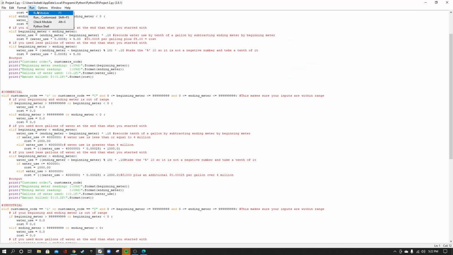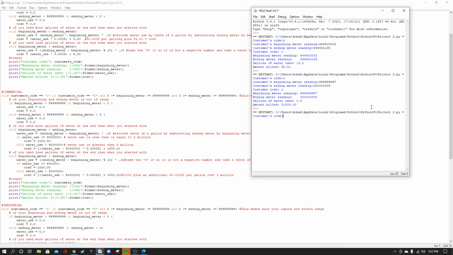So let's also run another scenario where you have an I, which is industrial. So we put capital I. It doesn't matter if we put lowercase or uppercase I, because we put the or statement. So it could be either or. So we would just do 5, 6, 7, 8, 9, and we'll just do 1, 2, 3, 4, 5, 6, 7, 8. So yeah, we have that.